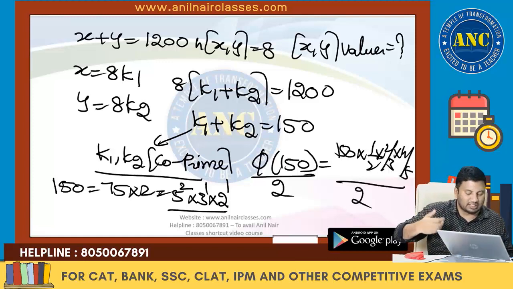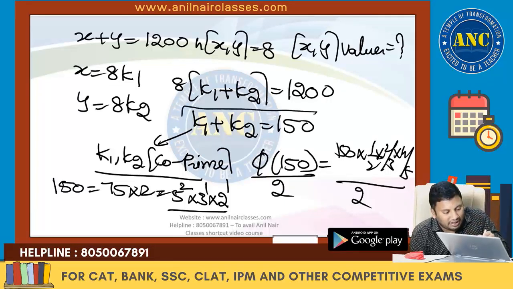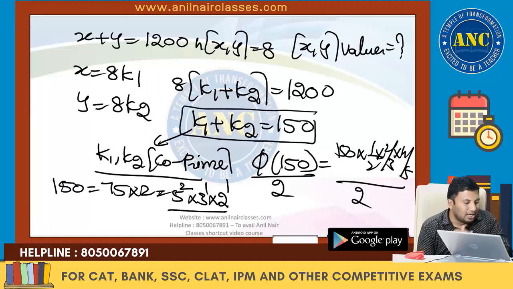I hope the idea is clear. x plus y equals 1200. HCF of x comma y is 8. x is 8k1, y is 8k2. 8 into (k1 plus k2) is 1200, k1 plus k2 is 150. k1 and k2 are co-primes.